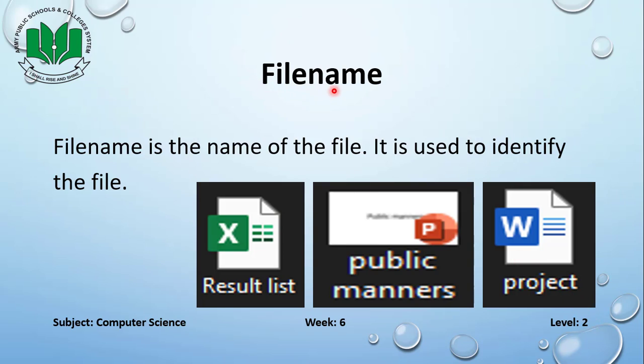File name. File name is the name of the file. It is used to identify the file. The first one is the picture of Microsoft Excel and the name of the file is result list. The second one is the picture of Microsoft PowerPoint and its name is public manners. The third one is the file of Microsoft Word and its name is project.